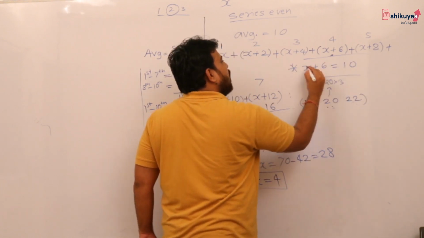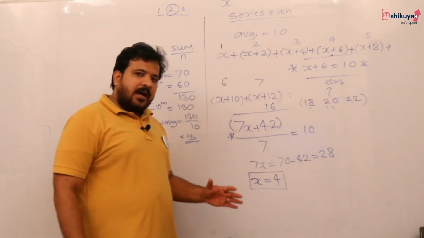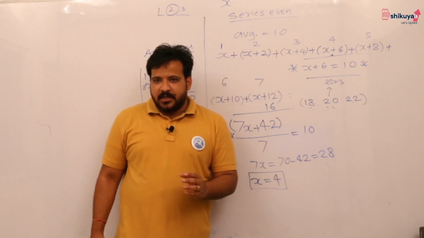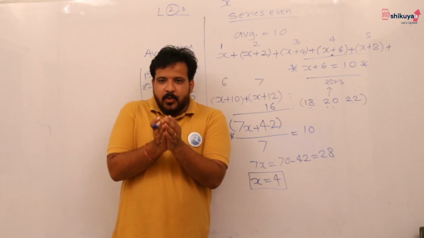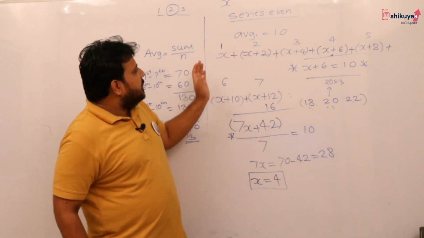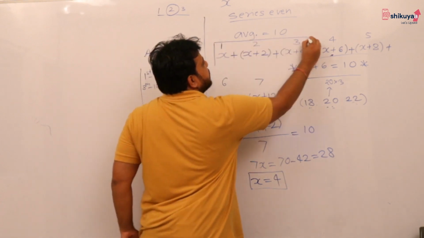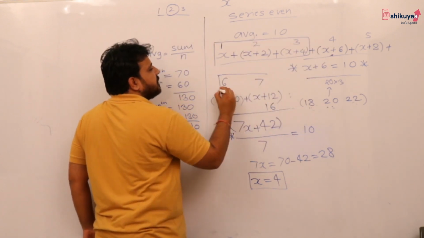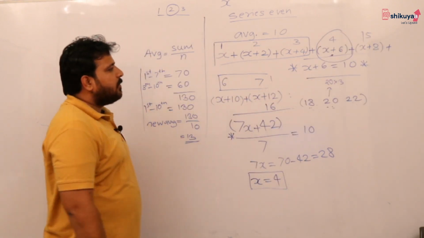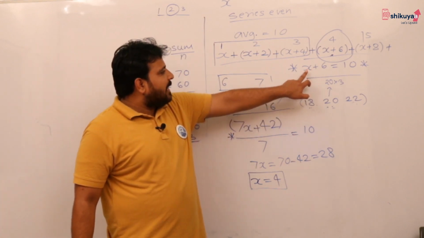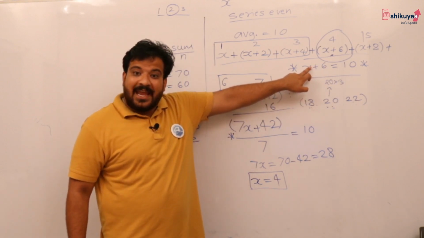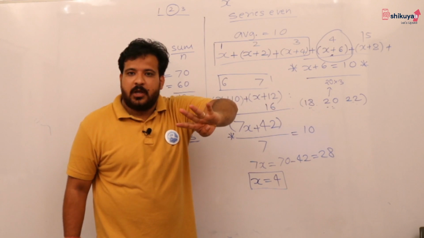This is very crucial. You all have to understand. Whenever there are an odd number of numbers, like 5 numbers, 7 numbers, 9 numbers, the middle number, the center value, is always equal to the average value. So this middle term, the fourth term, is equal to the average. So when I write x plus 6 is equal to 10, I directly get the value of the initial number, that is x, as 4. Are you getting my point?